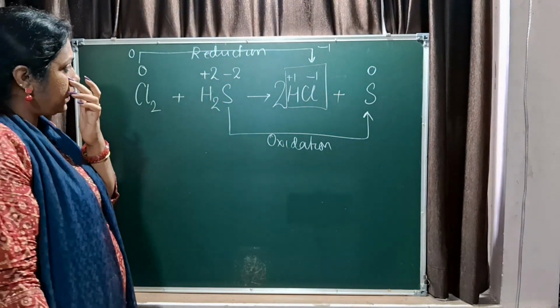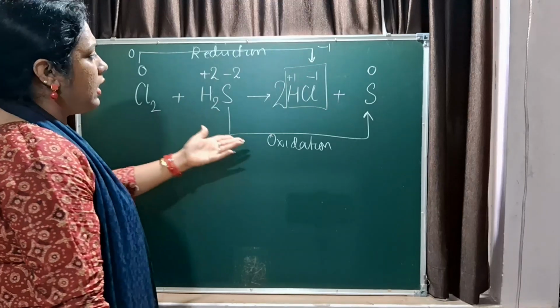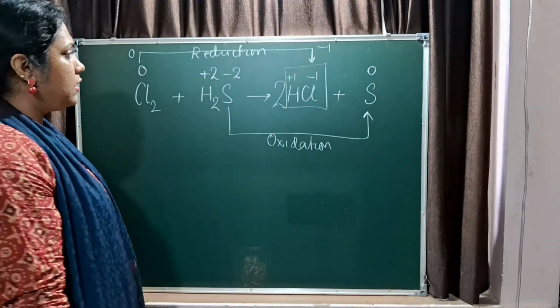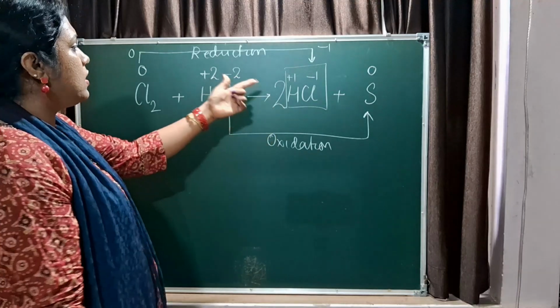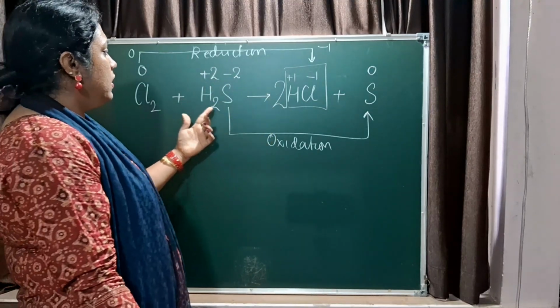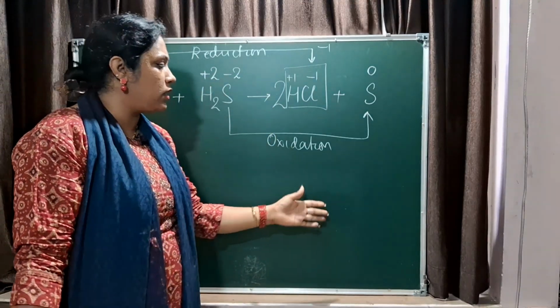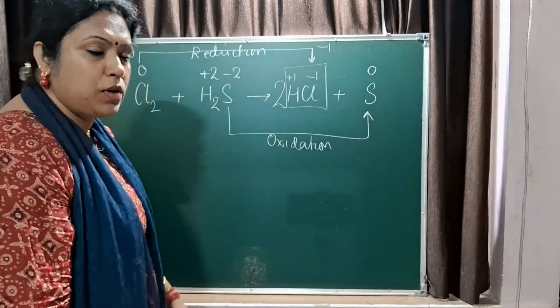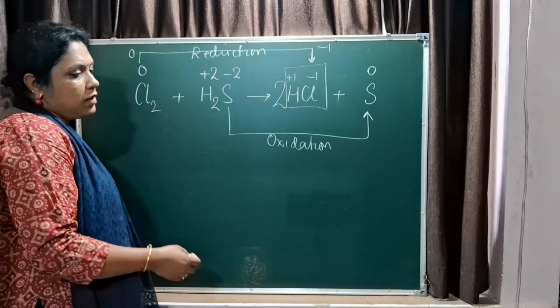Simple, right? Now you can write it in the form of loss or gain of electrons also, how the things are being done. Acquiring a negative charge is gain of electron, and here sulfur is losing the electrons, it is oxidation. Is that clear? Any doubt? Put it in the comment section. Let me clear the board.